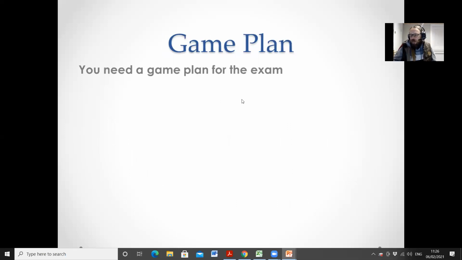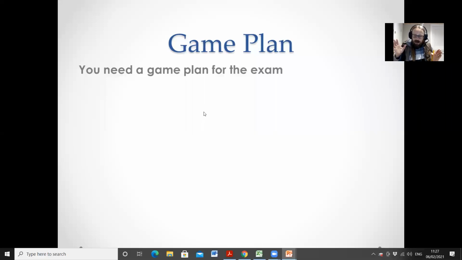Okay, now game plan. Last week we were talking about site translation and the game plan for that. This week we're going to talk about written translation and the game plan for that. The game plan is just as important for this part of the unit as it is for the other part. It is crucial that you have a game plan, a methodology, a strategy to approach the exam.